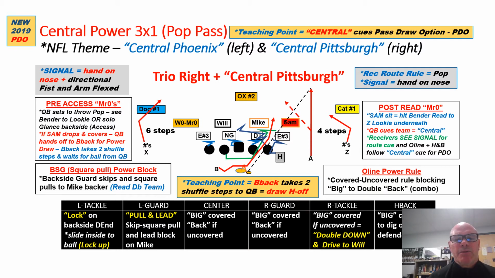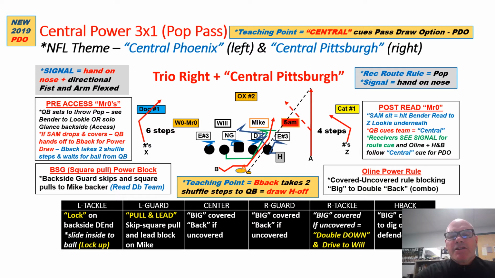The quarterback now is going to look pre-snap to the backside, looking at the weak Mr. Zero, the woo here to the left. If we have free access, he can pass set and just throw the glance to the X receiver. If there is not free access, then his post-snap read is going to be the Sam backer, same as we do with power. Again, if he fills, we'll drill the bender read by the A to the lookie by the Z.